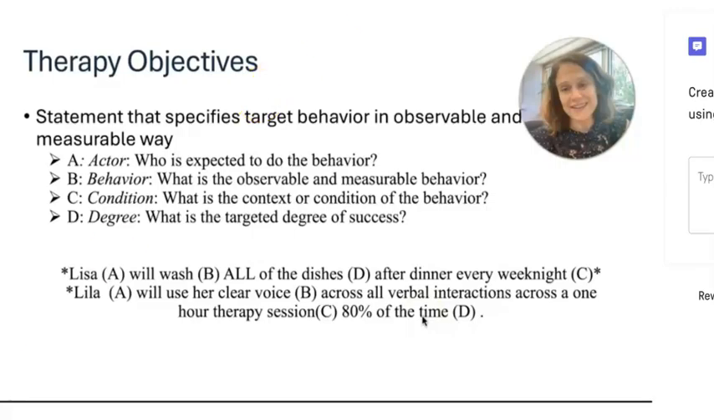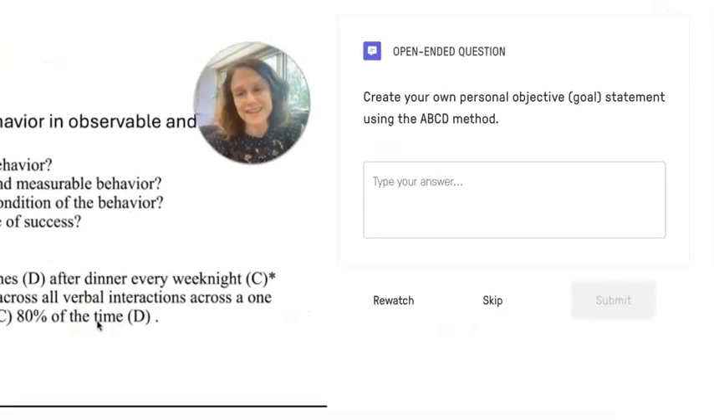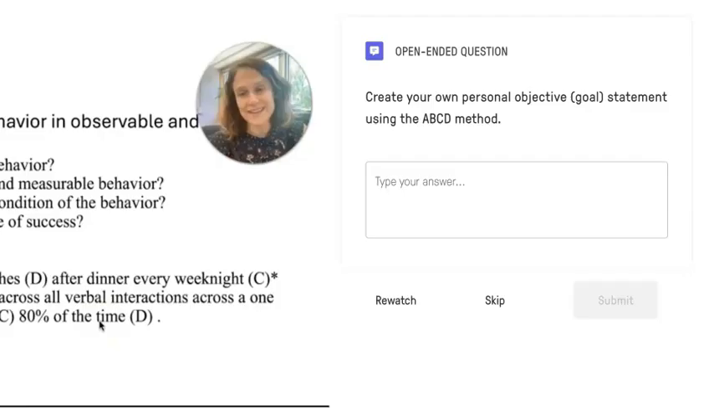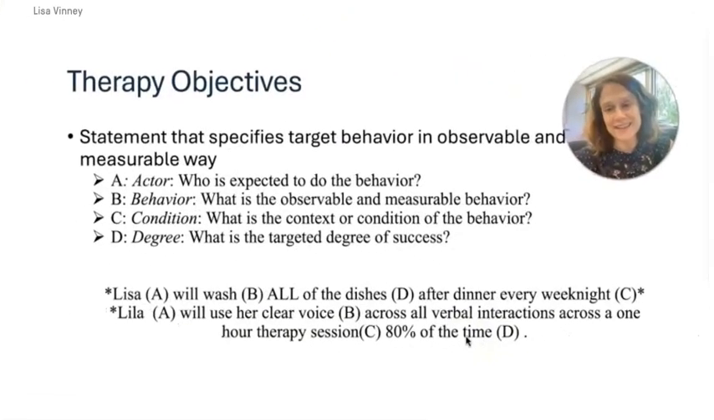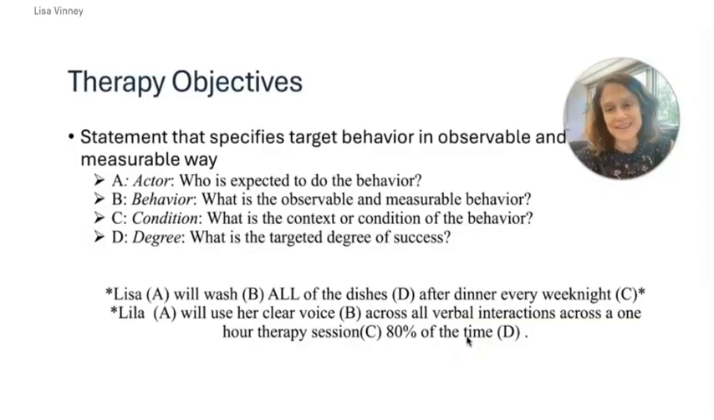All right. If you are having a hard time making sense of this, or it's a lot of detail, I encourage you to create your own personal objective statement using this ABCD method because it'll make it really clear what it is. These are the ways that we specify target behaviors, behavioral goals, so that we can document and take data on them. All right.